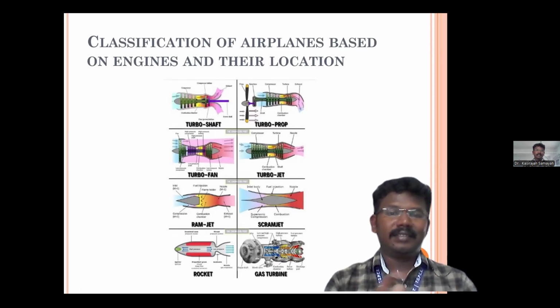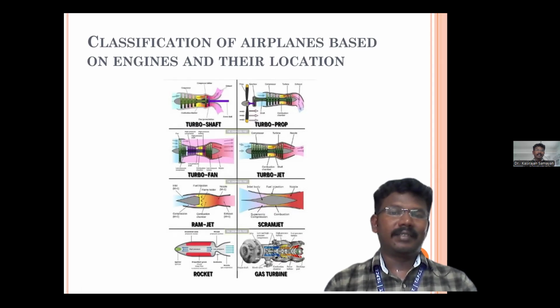Then the turbojet engines. Turbojet engines give more efficiency compared to the above three engines. They give a Mach number of more than 1. Obviously, this type of engine is used in fighter jet aircraft, and not only fighter jets, some private jets also.